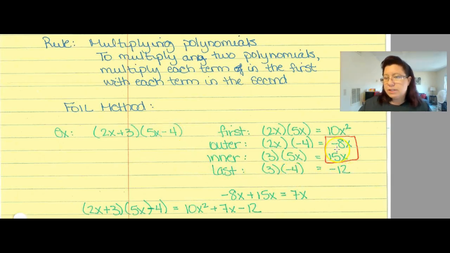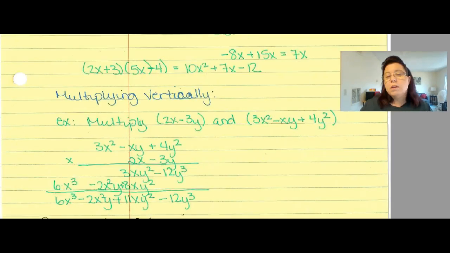Now, it might be easier to see in a vertical pattern what you need to combine. I have negative 8x's and 15x's, so I'm going to combine them to make 7x's. So my final result, 10x squared plus 7x minus 12.